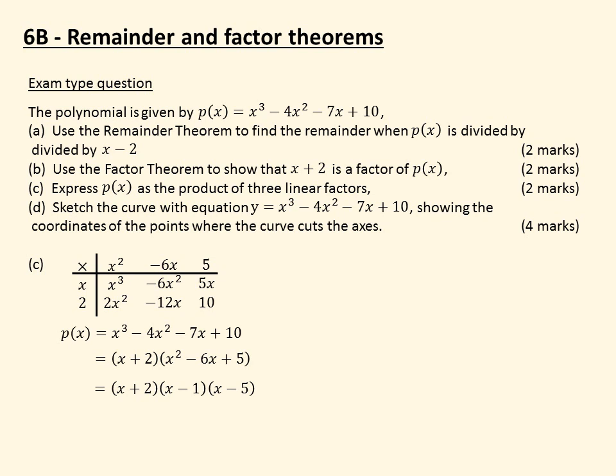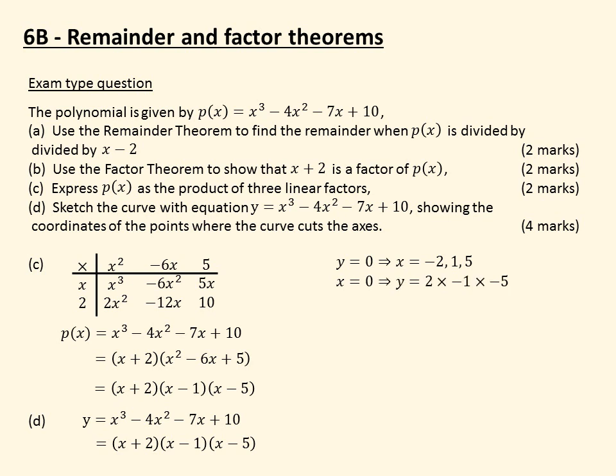In part D, we need to sketch the cubic. So first we need to think about the factorised version. From the factorised version we can see that when y is 0, x is -2, 1, 5. So the graph crosses the x-axis at -2, 1 and 5. If we put x equals 0 in, we find that y is 10. So the graph crosses the y-axis at 10.